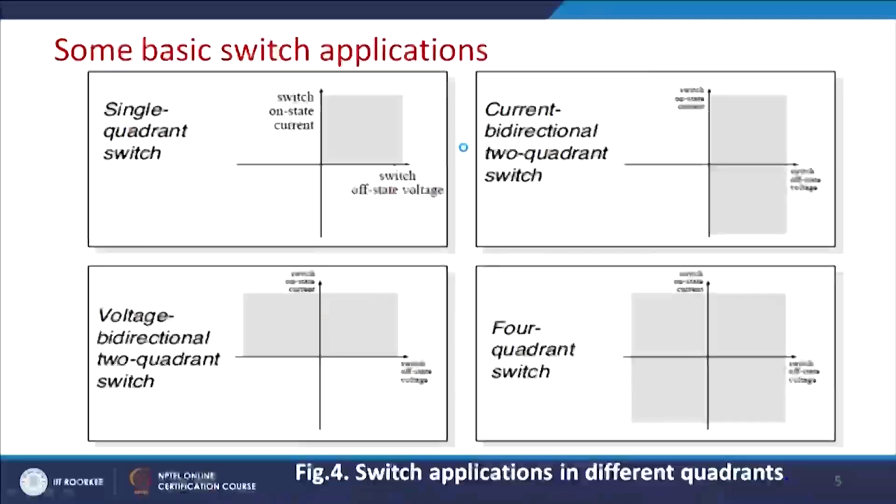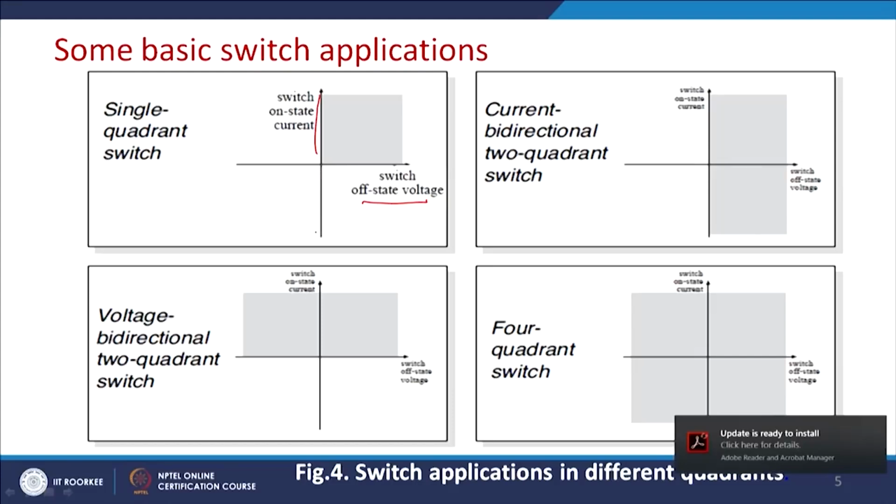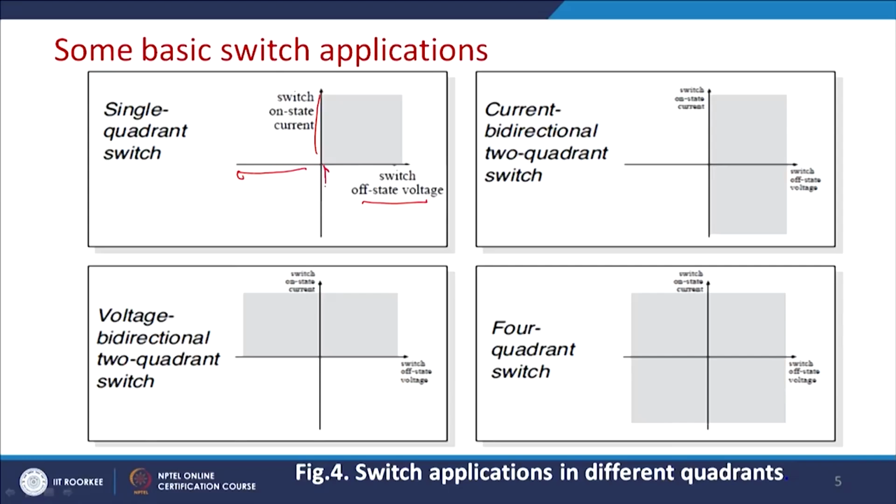Next, this is a single quadrant switch where this is the switch off state voltage and here it is the switch on state current. So the switch does not have reverse blocking capability in this direction, and the switch does not have reverse flowing current capability in this direction.